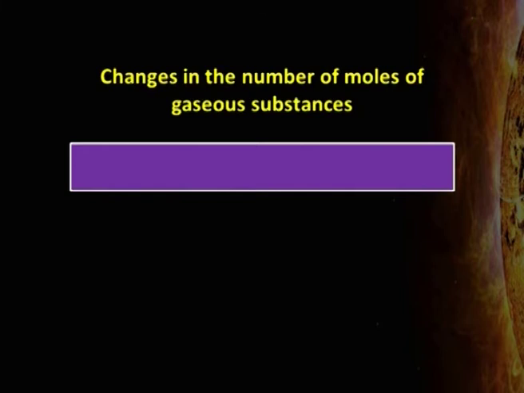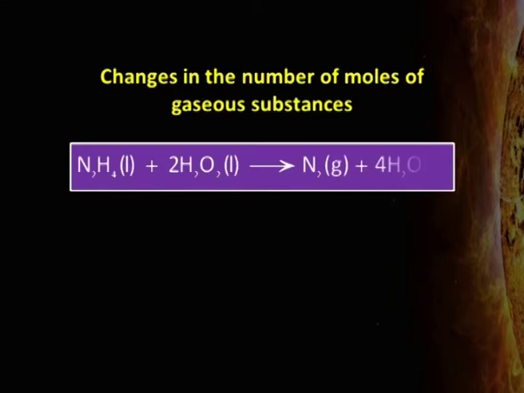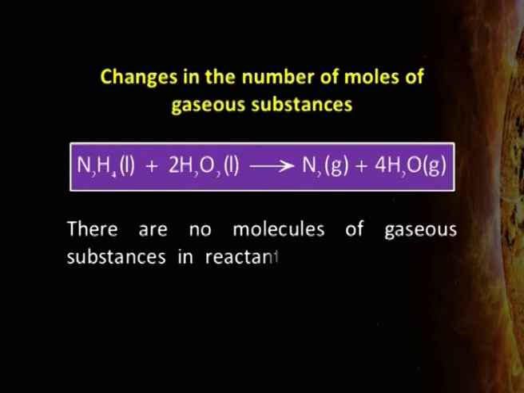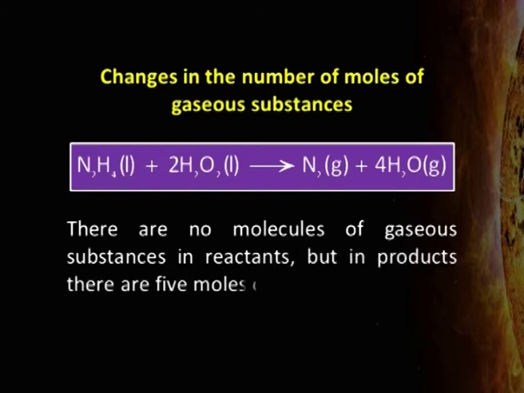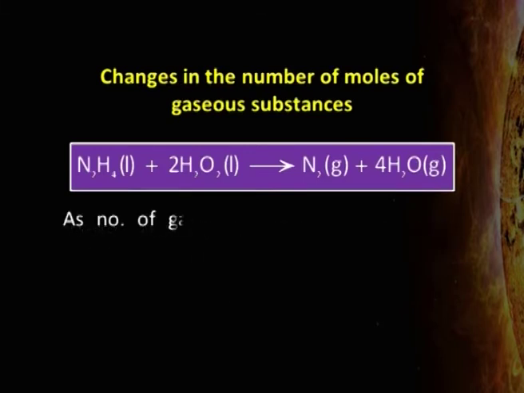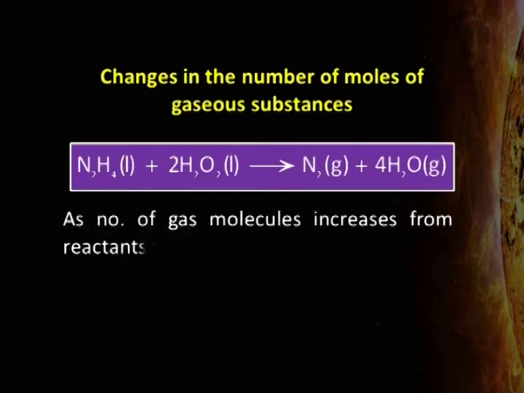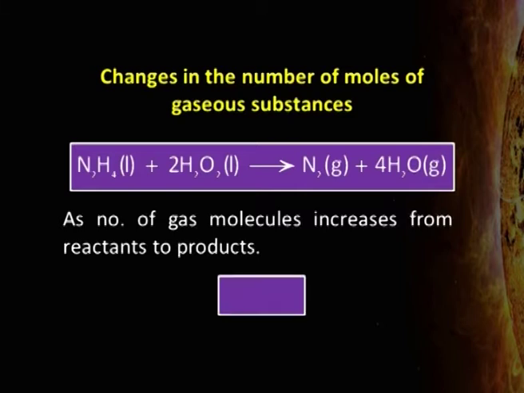For example, if we take this reaction, liquid hydrazine reacts with hydrogen peroxide to give nitrogen plus water, then you can see that there are no molecules of gaseous substances in reactants, but in products there are 5 moles of gases. As the number of gas molecules increases from reactants to products, therefore delta S for this reaction will always be positive, or we can say delta S system will be greater than 0.